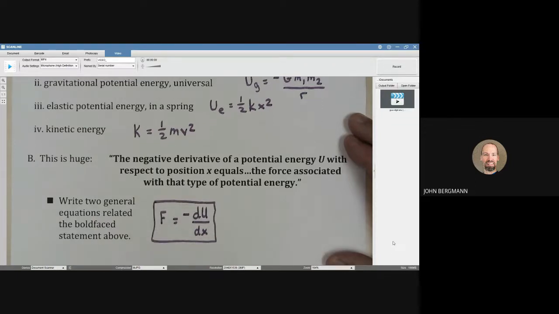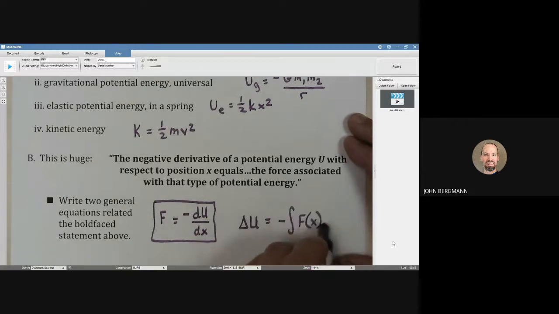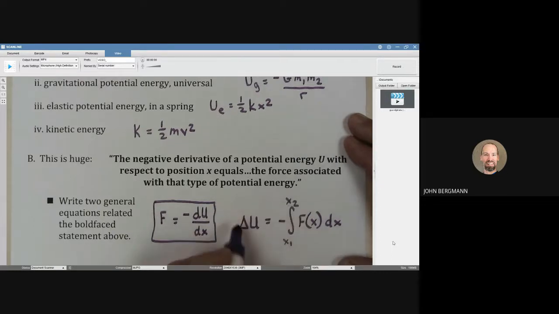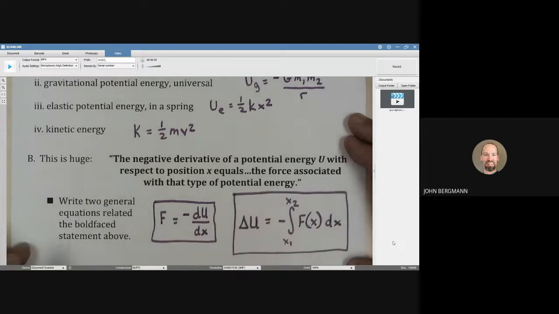And the other one: the opposite of taking a derivative is taking an integral. So another way that we could express this same essential idea is we could say that the change in potential energy is equal to the force integrated from a position of x1 to a position of x2. Now, we're not going to explain those here in this video, but they will come up as this course rolls on.